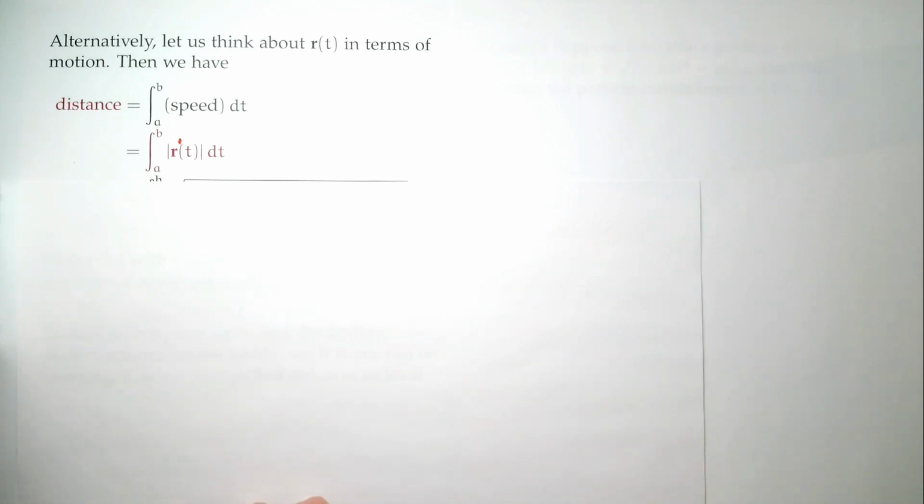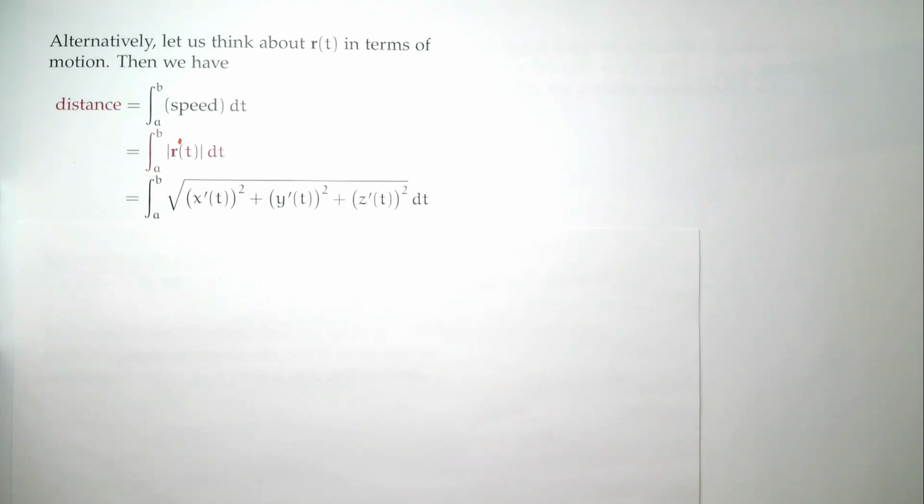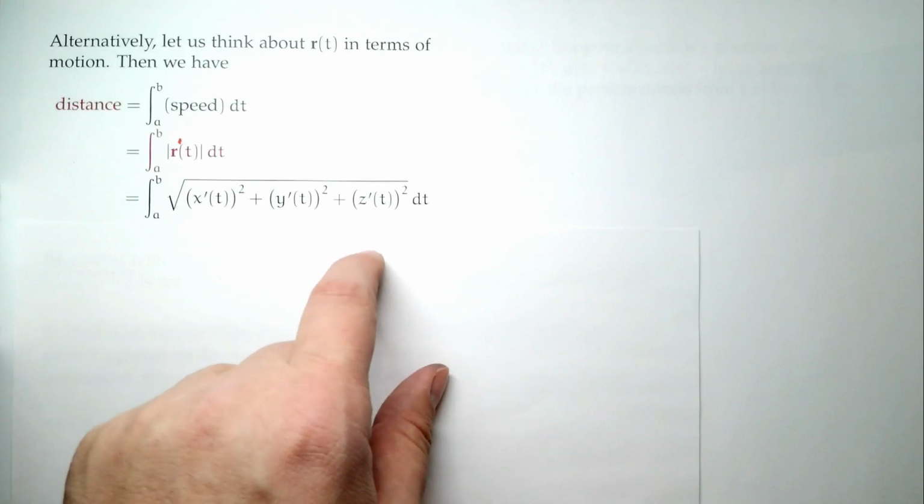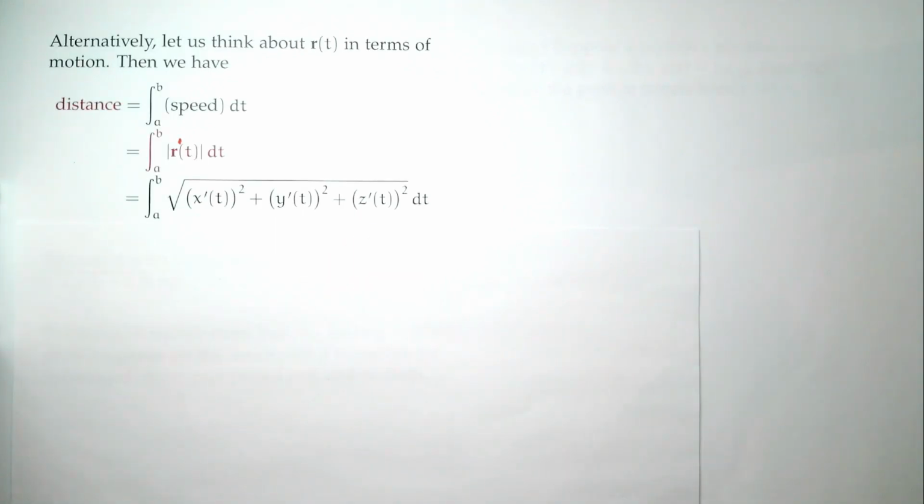Well, what is the magnitude of r prime? It's the square root of the first entry squared plus the second entry squared plus the third entry squared. Done. All right. So this might be an easier way to remember: if I want distance, integrate speed. And what is speed?